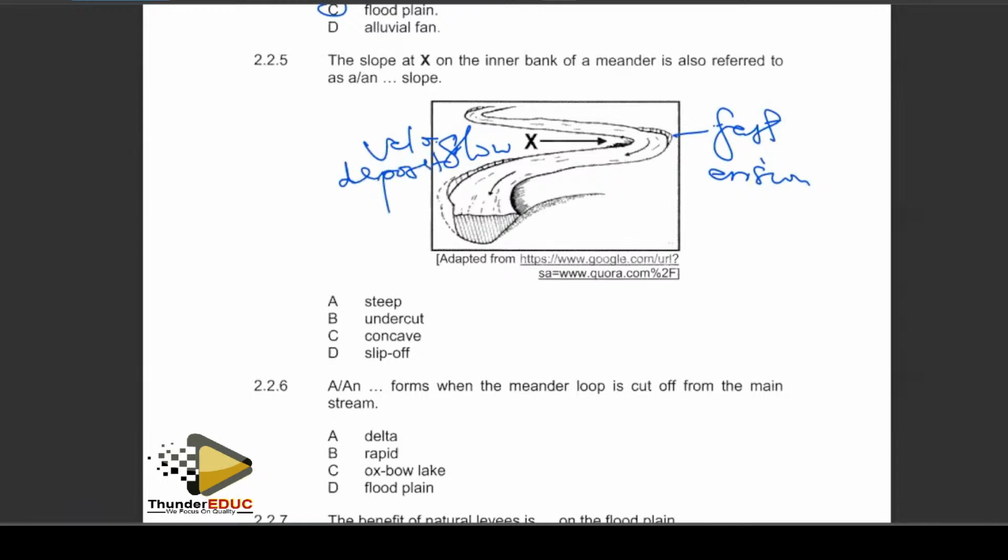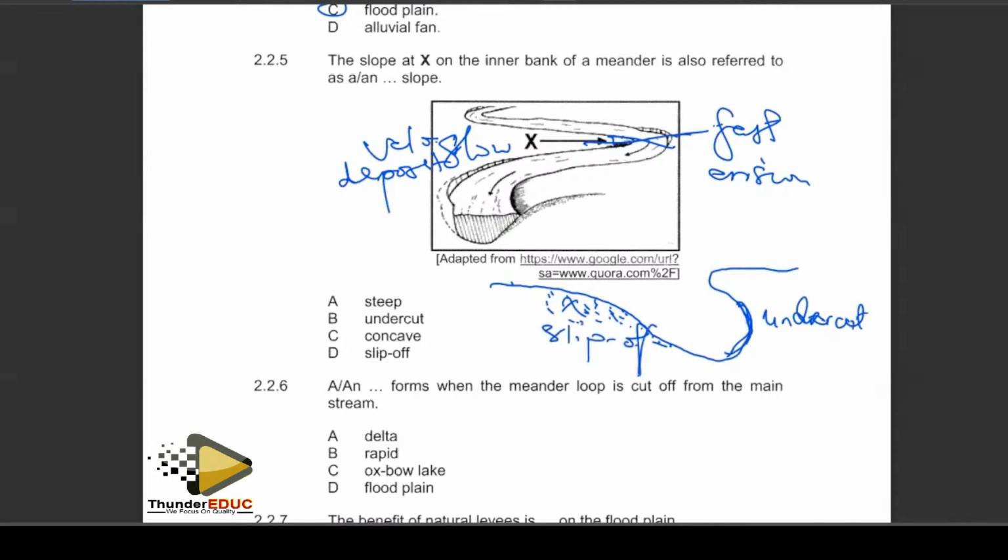So if you are to draw a cross-section from X, cutting across the river channel, across the bend, our river channel will look like a general slope. We go into the channel and a steep slope, something like this. This is where our X is. There's deposition happening here, there is slow velocity of water, and there is fast moving water, which creates undercutting on this side. This is what we call the undercut, and this is what we call the slip off. So our response is slip off. We move on to the next question.